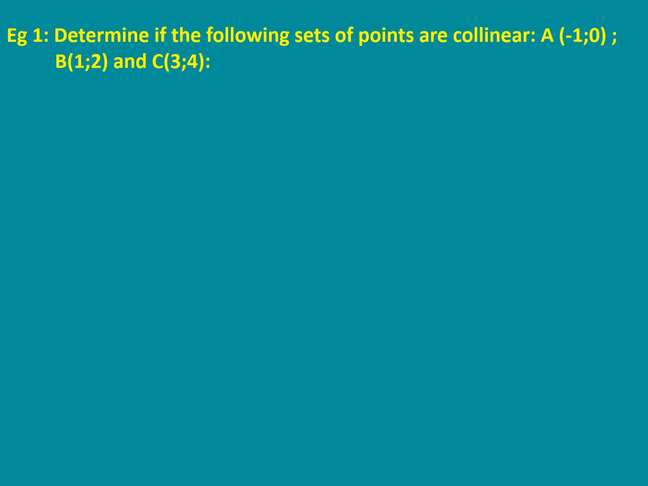So we have point A (-1, 0), point B (1, 2), and point C (3, 4). Now we don't want to sketch this and see if they're collinear. We want to use the gradients to determine that. So the first gradient I want to have a look at is the gradient of AB. Remember, the gradient is (y2 - y1) over (x2 - x1), and you can choose whichever point you want to put first, as long as you put it first on the top and the bottom. So I've chosen to put point B first.